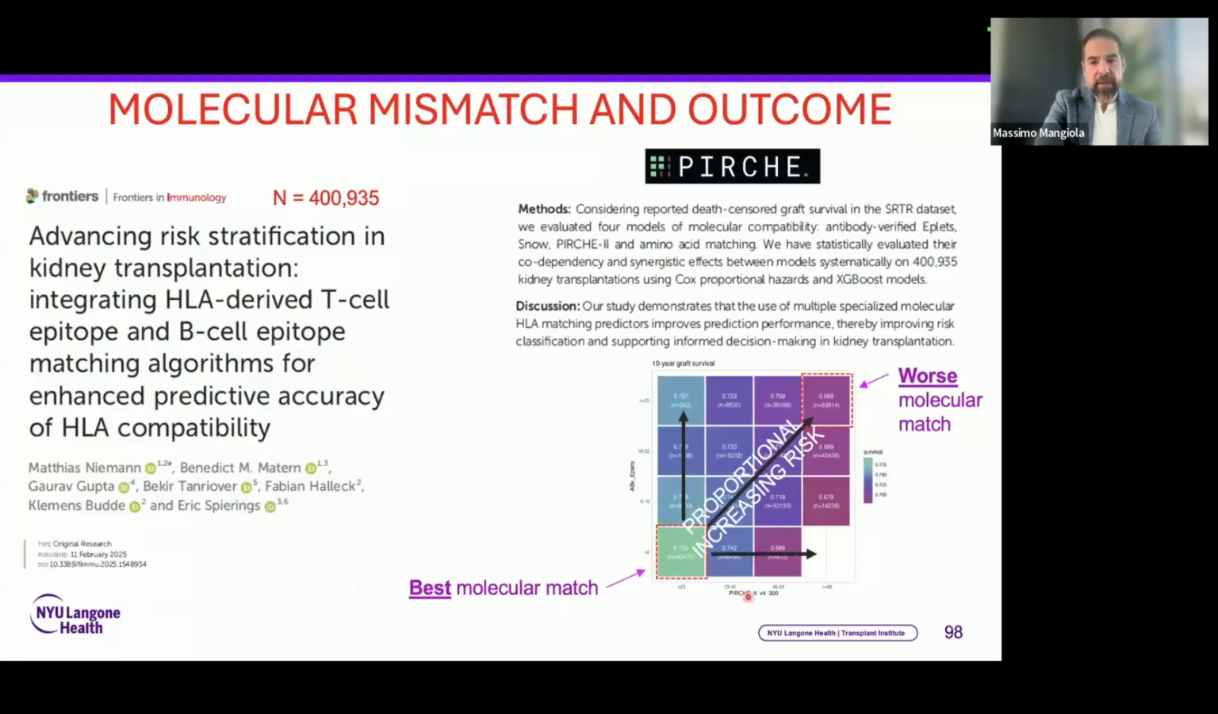This is kind of a busy graph, but on the x-axis you have the T cell score, on the y-axis you have the B cell score. This corner right here on the left-hand side is the best molecular mismatch, right? They are low by both methods. The corner on the top right is the worst-case scenario, where both T cell and B cell scores are very high. And you can see that the probability of still having a surviving graft 10 years or 20 years after transplant progressively gets worse as you increase both of these two model risks.